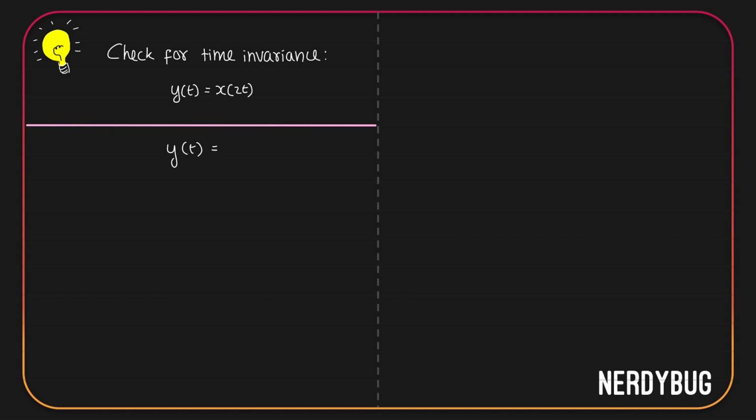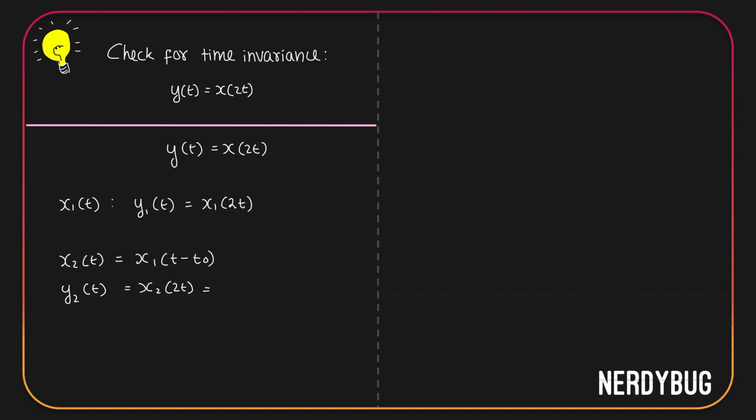We'll do the same thing. y of t is x of 2t. Take a sample input x1 of t, which gives you y1 of t, and it will be x1 of 2t. Take another sample input x2 of t, which is a time shifted version of x1 of t. So it is x1 of t minus t naught. Now give it as the input. So output will be y2 of t. That will be x2 of 2t according to the definition, but x2 of t is x1 of t minus t naught. So you get x1 of 2t minus t naught.